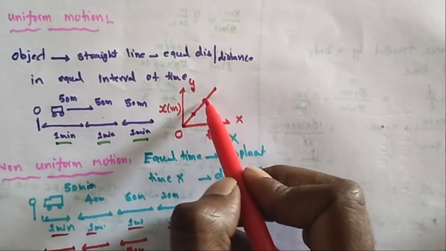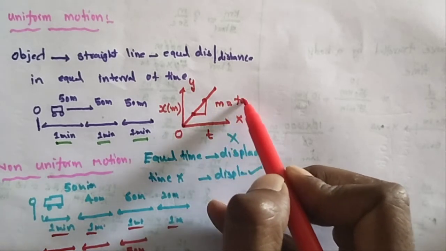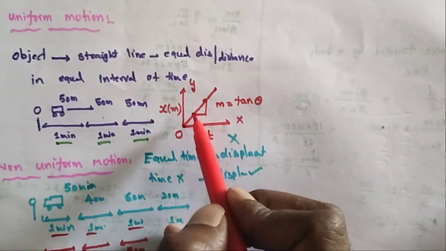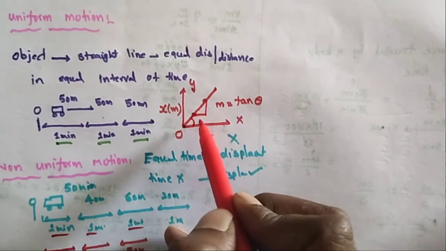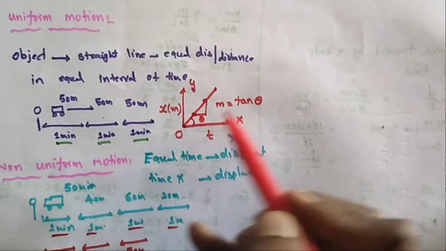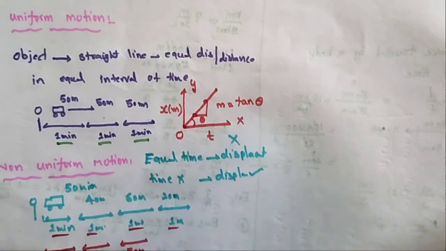So what is the slope here? This graph makes some angle theta with respect to the x-axis, or time axis. What is the slope formula? The slope m is equal to tan theta.